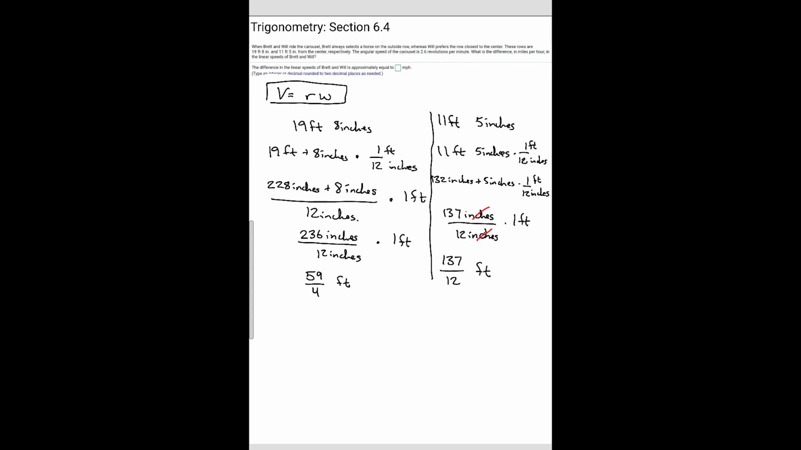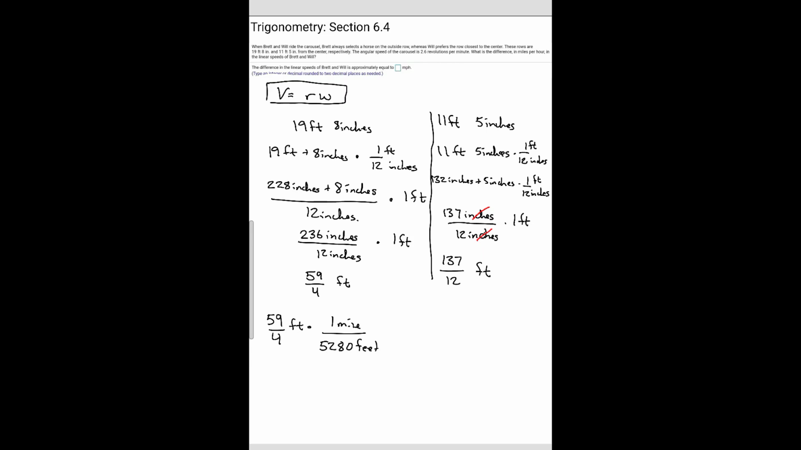So once we converted both of the radii to feet, now we have to convert them into miles because we're trying to figure out the difference in miles per hour in the linear speeds of Brett and Will. To convert into miles, we have to use the fact that there are 5,280 feet in 1 mile. So we would have 59 over 4 feet times 1 mile per 5,280 feet.